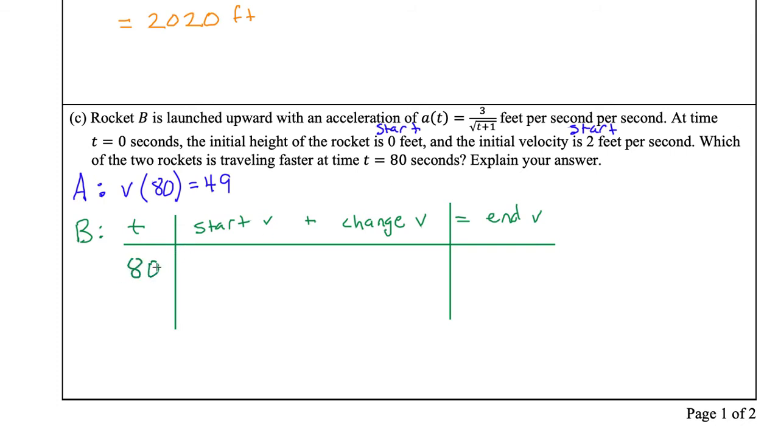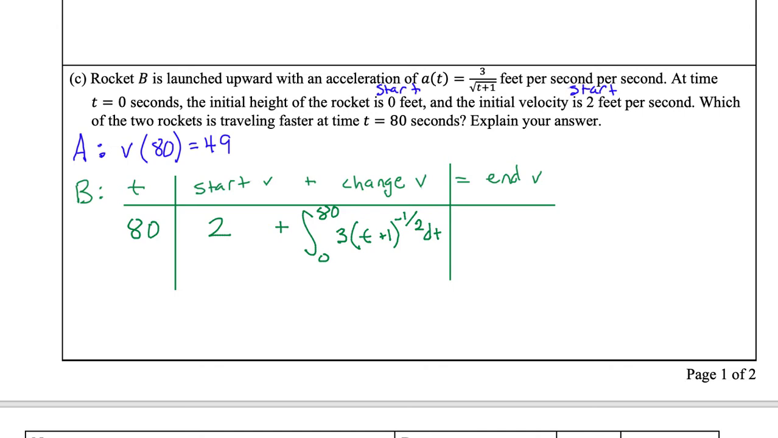But at time t equals 80, our start velocity, what was our start velocity? Is 2. So our start velocity is 2. And then it's going to be the integral of acceleration between 0 seconds and 80 seconds of that acceleration thing. So I'm going to kind of rewrite it a little bit without a fraction. It's going to be 3 times t plus 1, all of this to the power of negative 1/2 dt. So if I figure out what this is, add 2 to it, then I'll get its end velocity, then I can compare it against 49, but I have to do a bit of math to do that.